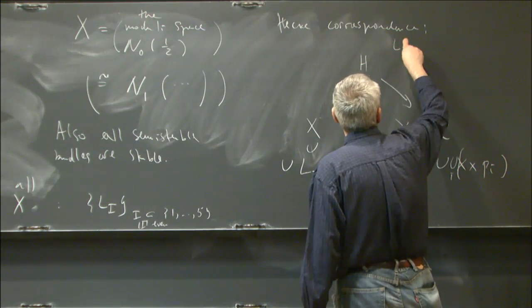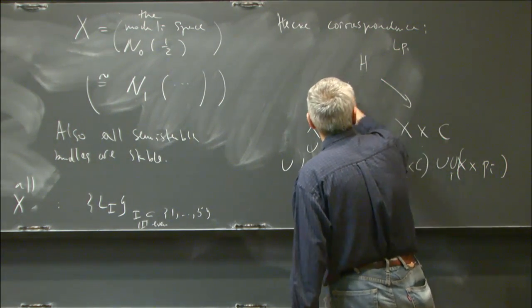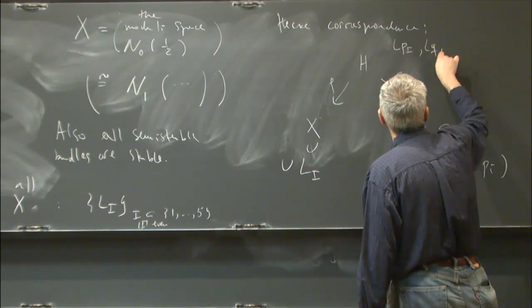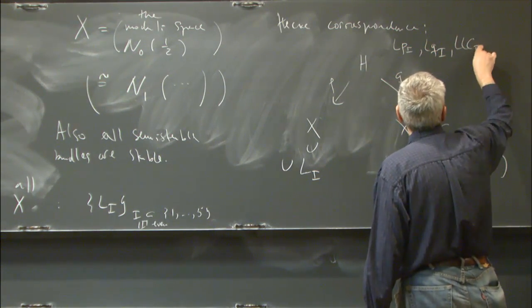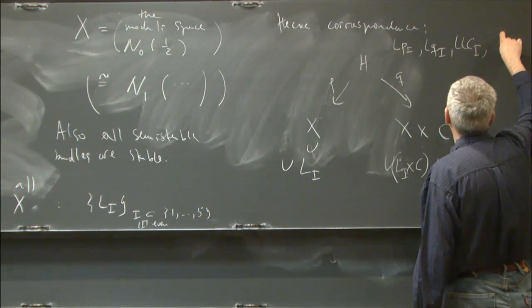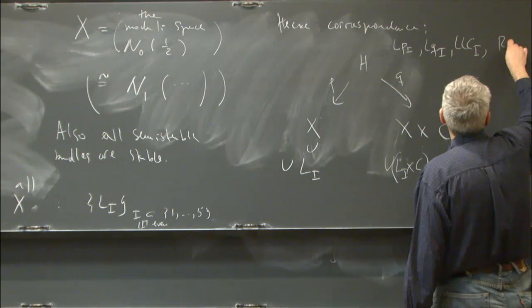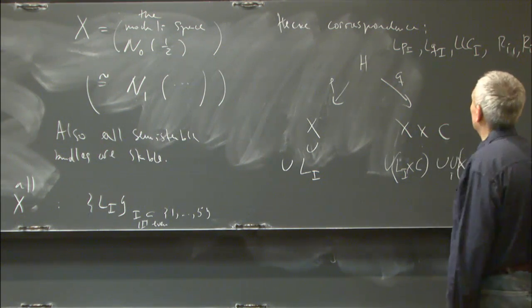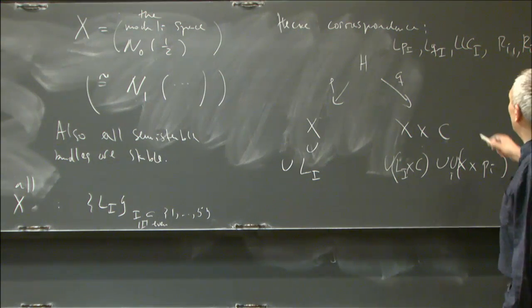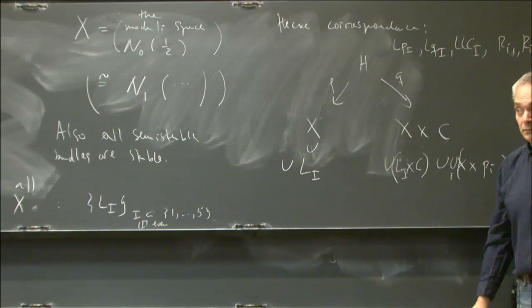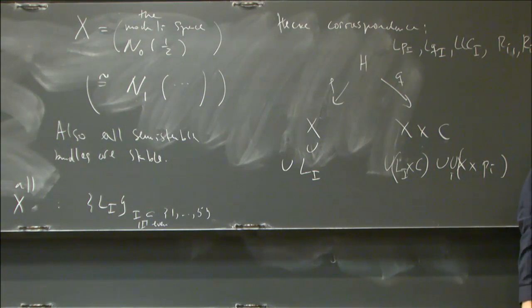So their divisors are called L. This map is called P. This map is called Q. So their divisors are called LPI, LQI, LLCI, and then RI1 and RI2. I always forget the count. There's 16, 16, 16, and 10. 58 divisors.